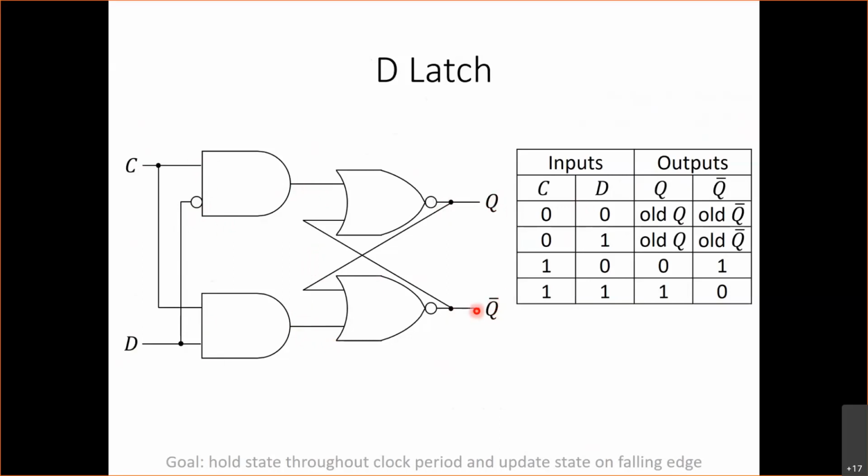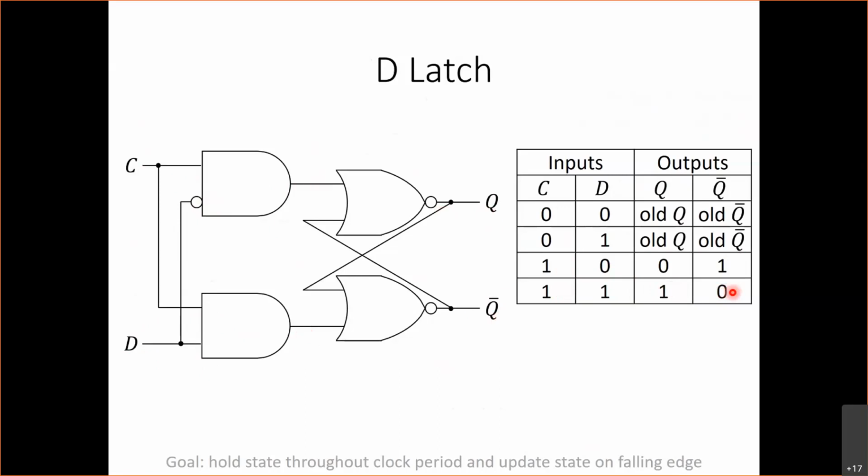Okay? On the other hand, if I set C to 1 and D to 1, I'm going to have 1 and 0 over here, so I'll have a 0 up here. And I'm going to have 1 and 1 down here, so I'm going to have a 1 down here. So when I put 1 down here and 0 up here, this is like having a set operation. So in this case, Q is going to be 1 and not Q is going to be 0. So here, setting C to 1 and D to 0 will give me 0, 1. And setting C to 1 and D to 1 will give me 1, 0.